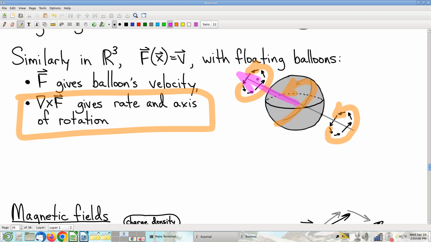That's not our problem. What I'm asserting here is that the curl is one of the proportionality factors in deciding how much the balloons will be rotating. So longer curl vectors mean more rotation. Shorter curl vectors mean less rotation. Everybody buy it? All right.